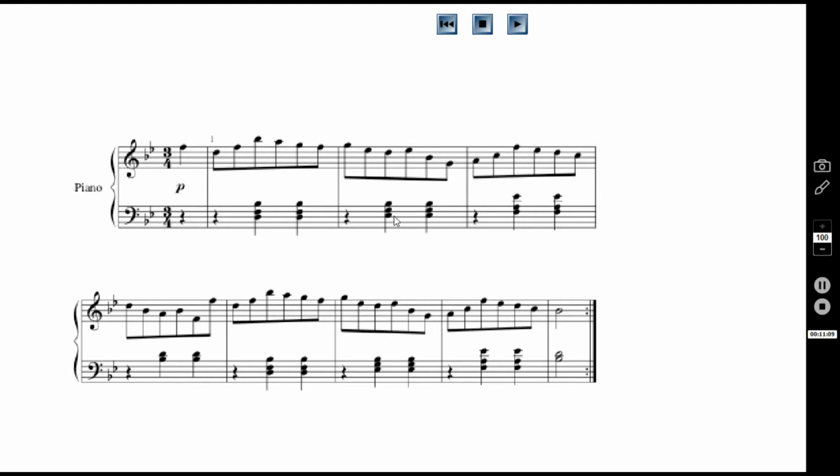Here we have an E flat chord, E flat, G, B flat. Since the root of this chord is the lowest sounding pitch, this one is in root position. So these first triads here are in first inversion, these triads are in root position.